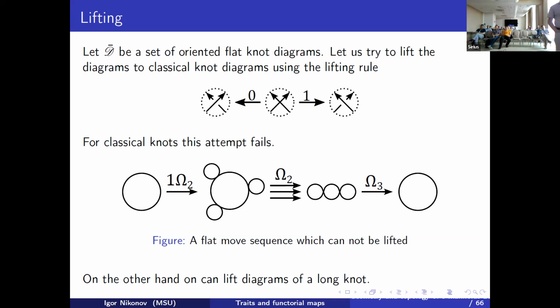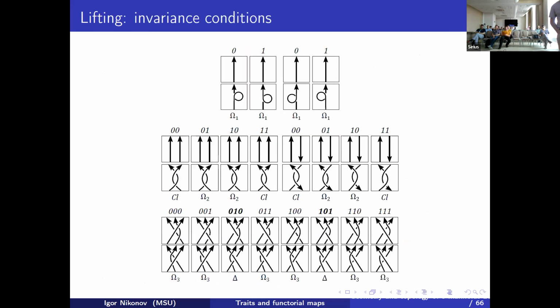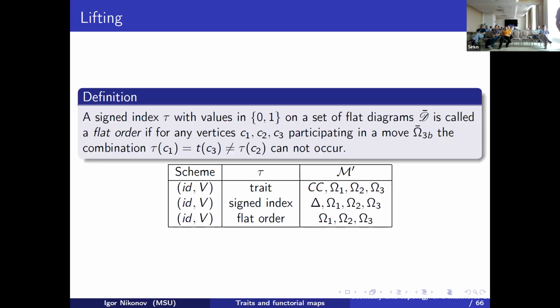On the other hand, for a long knot, we can always lift flat diagrams to classical diagrams. Let us consider this lifting map. We have 2 choices, positive crossing and negative crossing. And we can write the corresponding restriction on a trait for it to be a functorial map into classical knot theory. That means the trait must be a flat order.